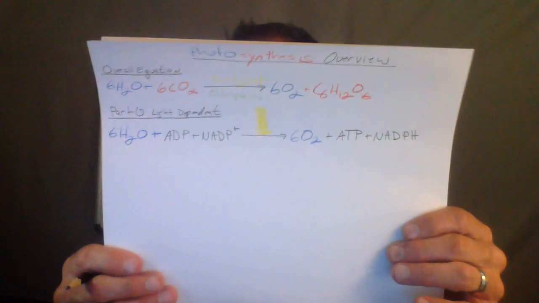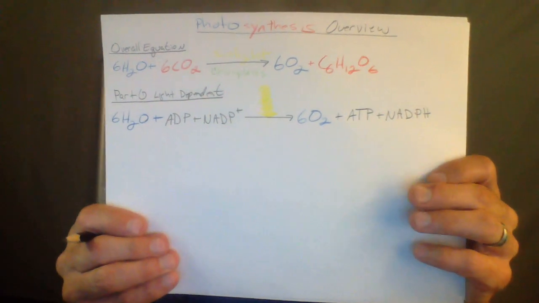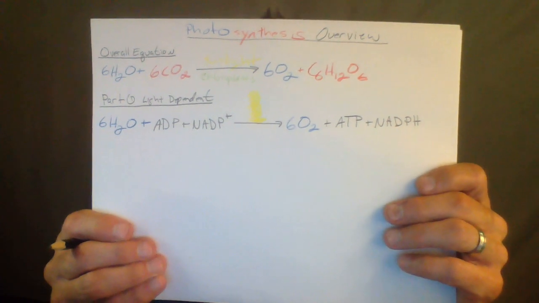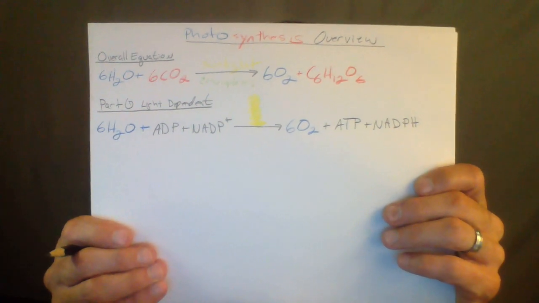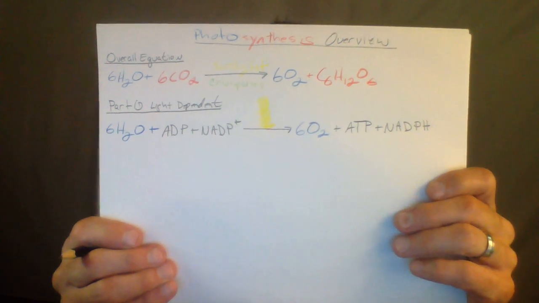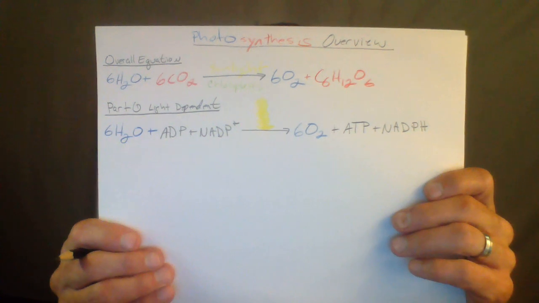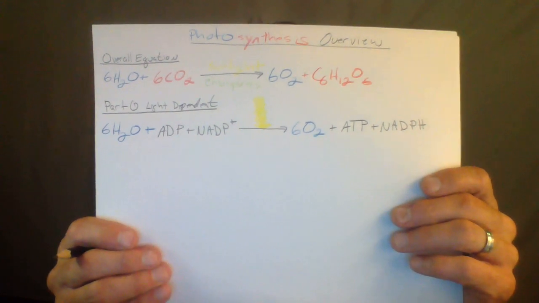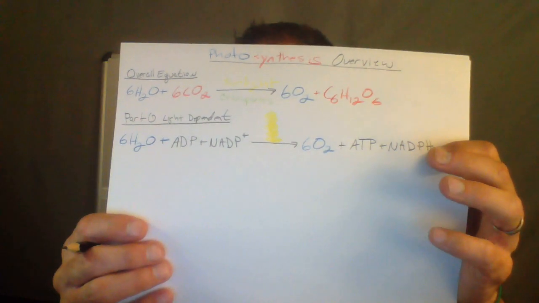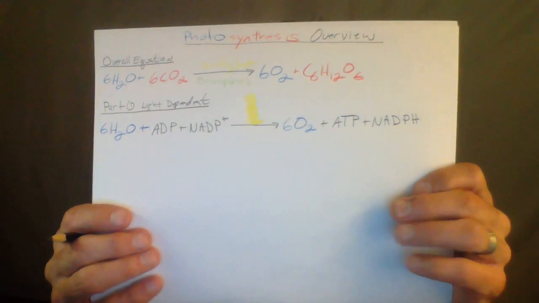Now we're going to pick our black and we're going to write ATP and NADPH. So this is part 1, or the light dependent equation, right? So 6 waters plus these low energy intermediates, ADP and NADP plus the sunlight gives us oxygen, and then high energy intermediates, ATP and NADPH.